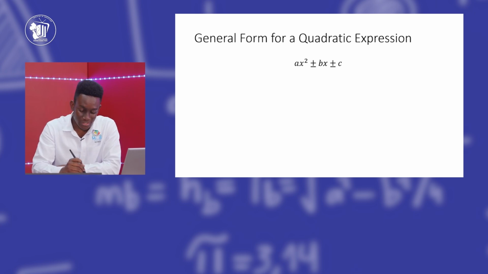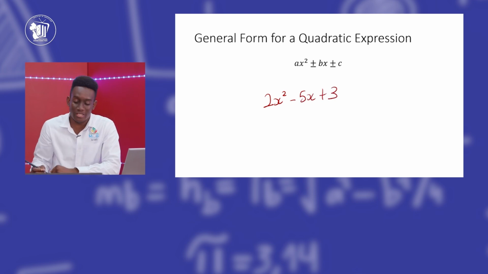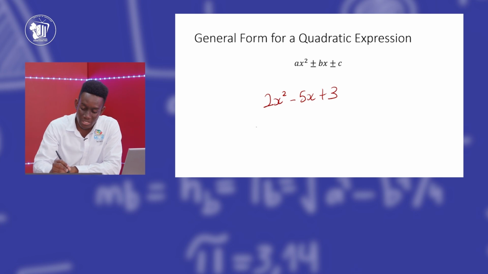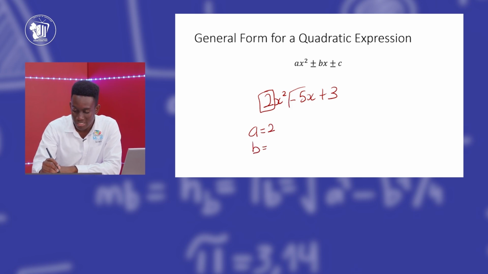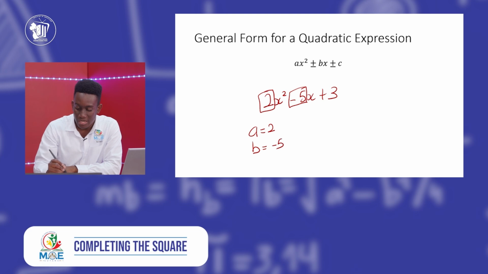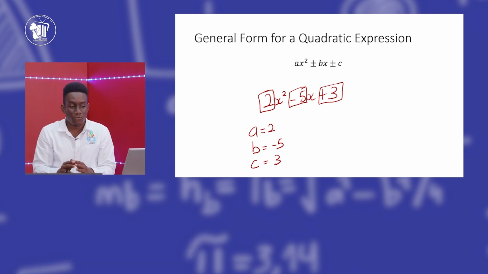So we know if we have an expression in this form, let's say we have 2x squared minus 5x plus 3, we know this here is a quadratic expression. And for this expression, a would be equal to the number in front of the x squared term, which is 2. B would be equal to the number in front of the x term, in this case, which is negative 5. And c would be equal to the number by itself, which is 3. And this is the general form for a quadratic expression.